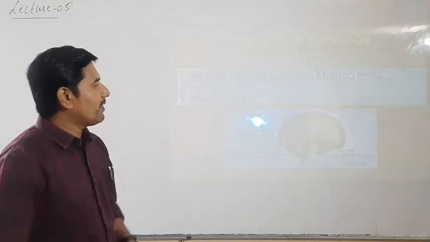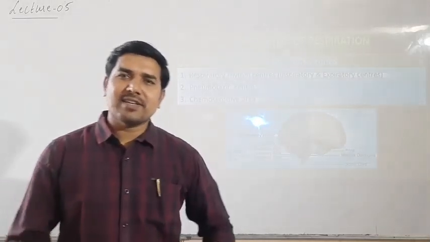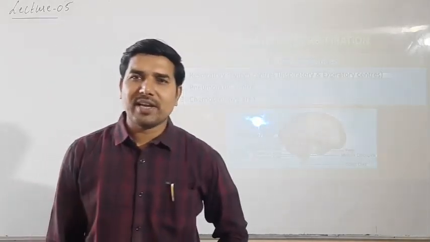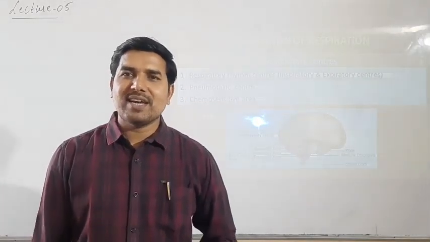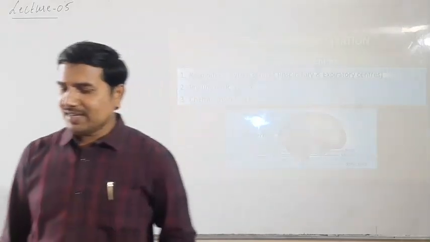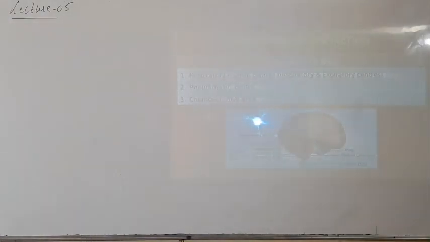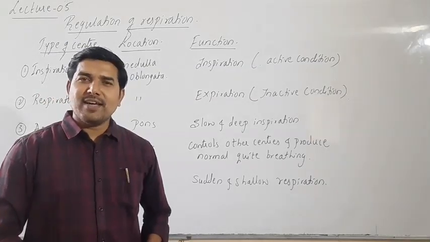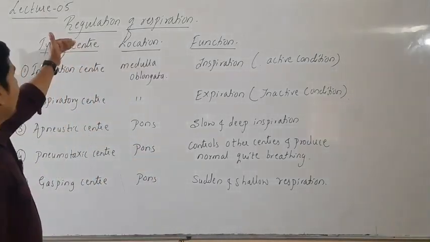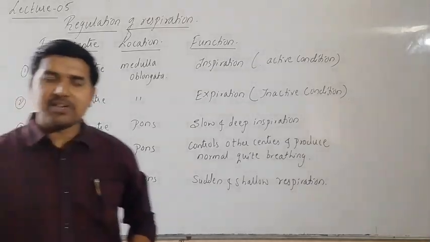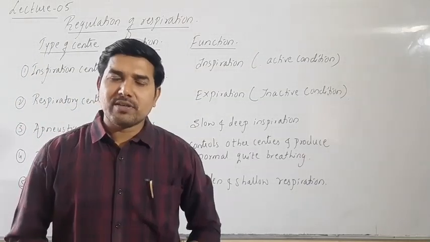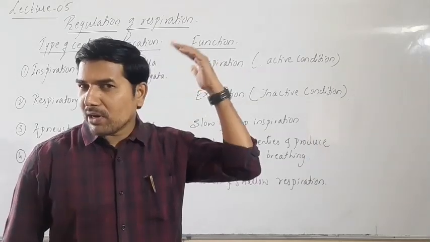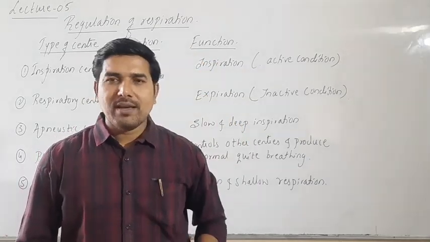The centers, which we call respiratory centers, include the pneumotaxic center and the chemosensitive area. Based on that, there is a chart. Let's look at the chart of the regulation of respiration, which is also called regulation of breathing. How is it controlled? It is mainly controlled by the medulla oblongata as well as the pons of the brain.